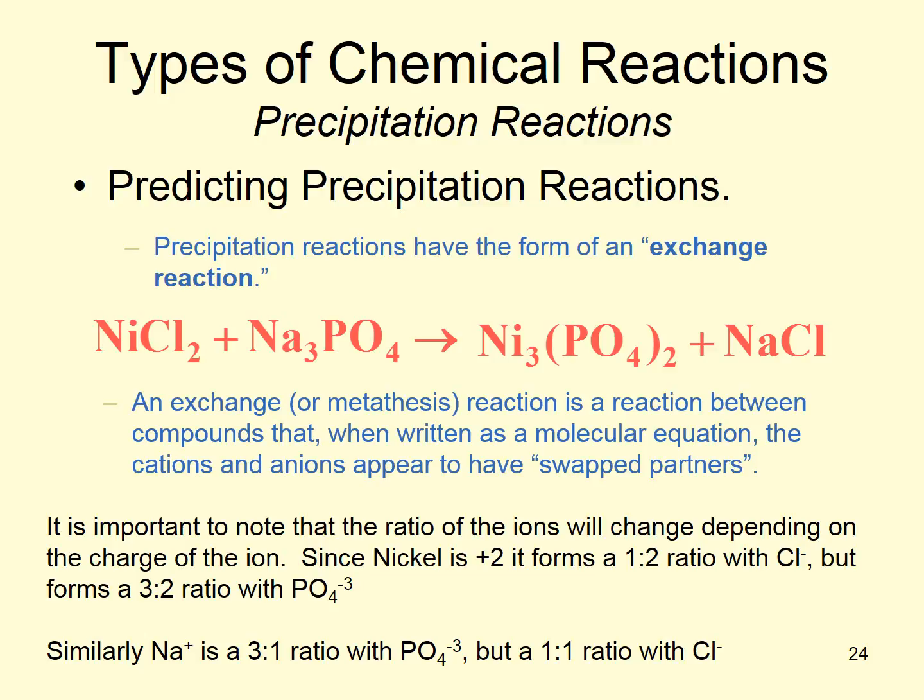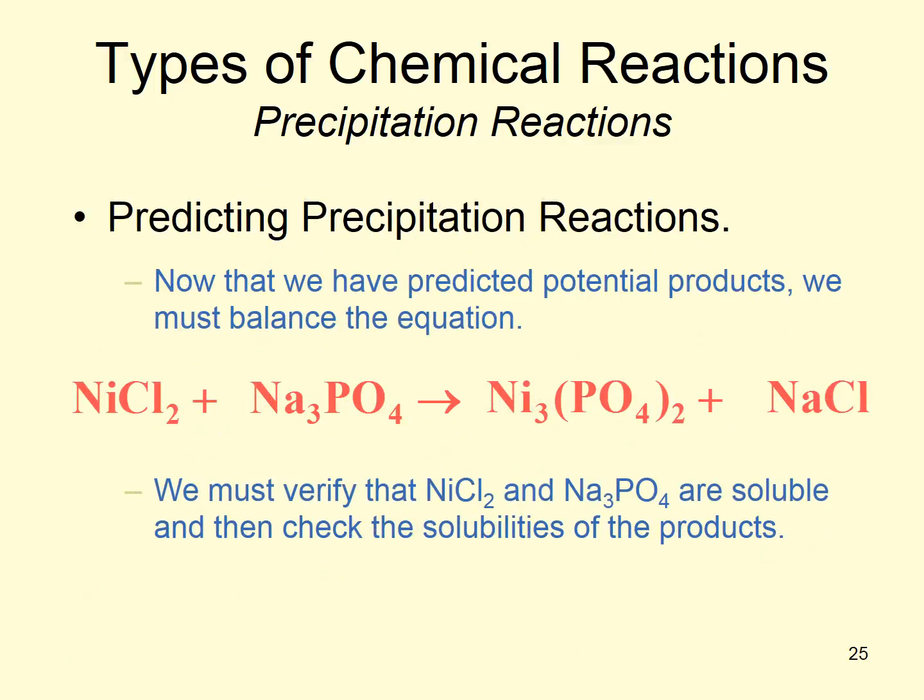So the next step would be to balance. Just by a quick look, we have two phosphates on the right, so we need to put a 2 in front of Na3PO4. We have three nickels on the right, so we need to put a 3 in front of nickel chloride. And now we have 6 chlorines and 6 sodiums, and so we have 6 NaCl on the right.